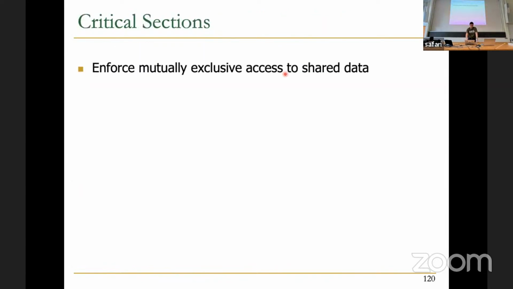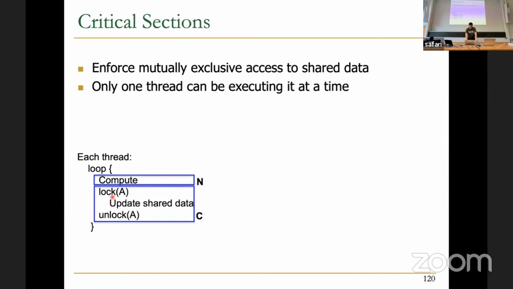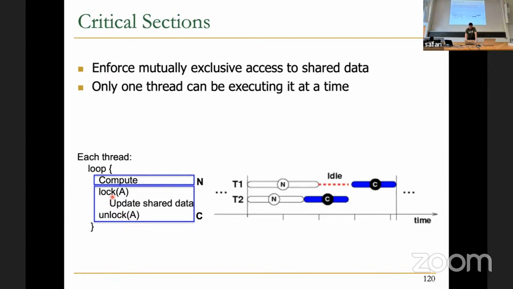Critical sections enforce mutually exclusive access to shared data. What does this mean? You have a code where each thread of an application is executing this loop, where you compute for some time. This is the normal region of your code. And then there's a critical section whereby you acquire a lock, and then you do some operation on shared data, and then you release the lock so some other thread can lock it and do the same operation again. Only one thread can be executing this at a time.